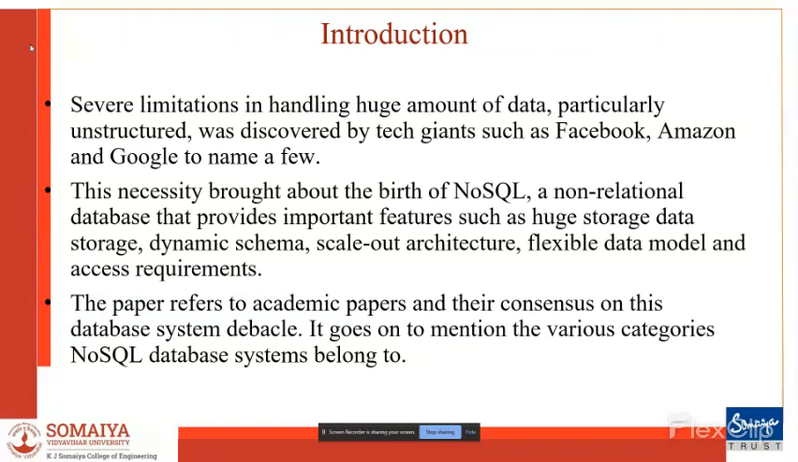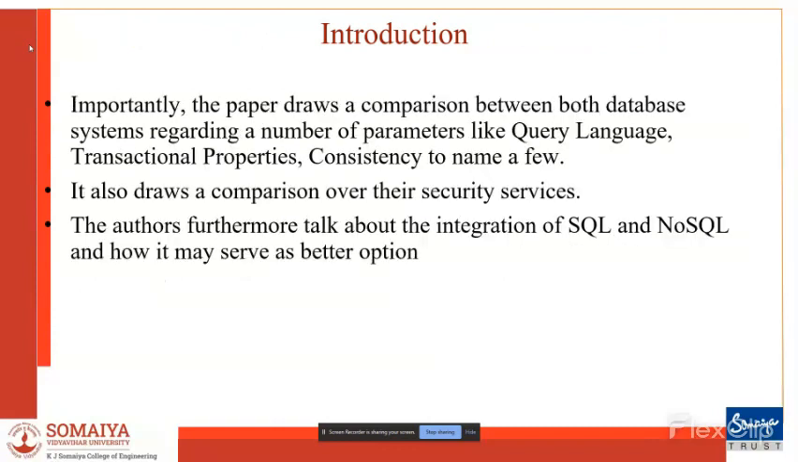non-relational database that provides important features such as data storage, dynamic schema, scale-out architecture, flexible data model, and access requirements. The paper refers to academic papers and their consensus on this database system debate, that is, which database system should we prefer according to our requirements? It goes on to mention the various categories NoSQL database systems belong to.